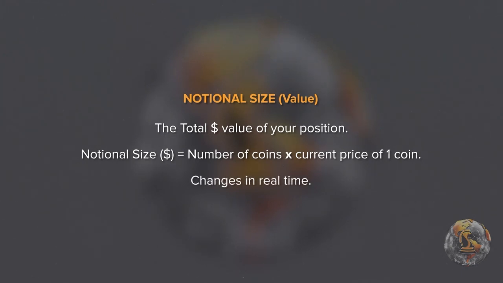If you buy one Bitcoin at 30K, you go long one Bitcoin at 30K, your notional size is 30,000. If Bitcoin then goes to 35, your notional size is now 35,000. Similarly, if it drops to 25,000, it's now 25. Leverage. We still hadn't talked about it till now because leverage comes last. I want you to remember that.